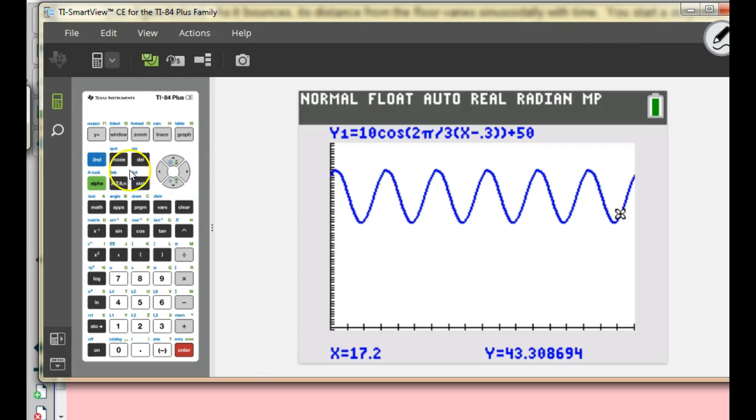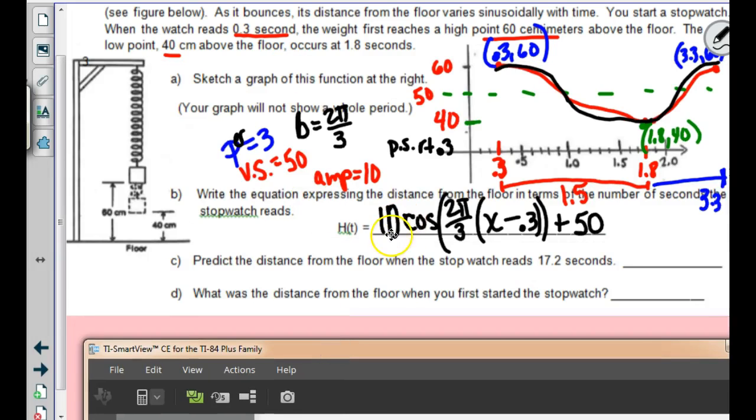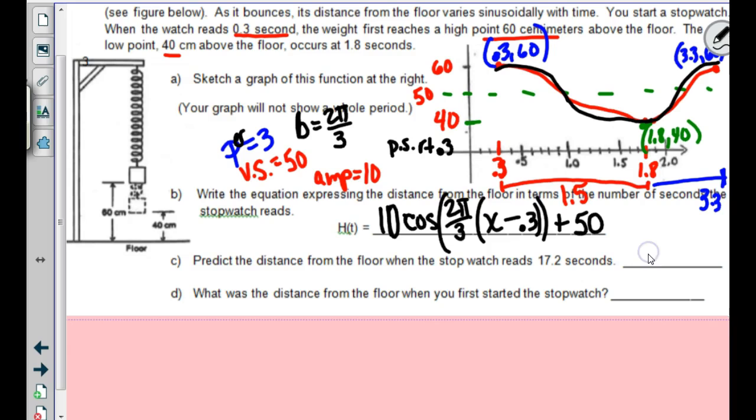43.3. You could also just go to the home screen and type it in, the 17.2, but it's kind of miserable because you got to type the whole darn equation, 10 cosine 2 pi over 3, parentheses, 17.2 minus 0.3, parentheses, plus 50. Be kind of miserable. So what did we get? 43.3.